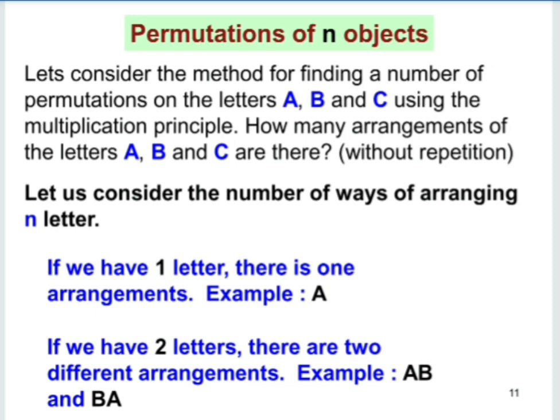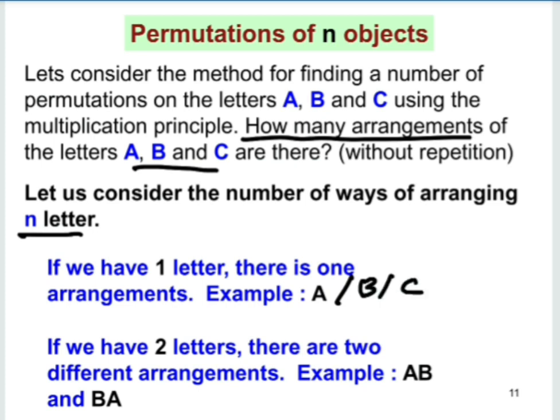Next we look at the permutation of n objects. Let's consider the method for finding the number of permutations of the letters A, B, and C. So we have 3 letters. We want to determine how many arrangements of the letters A, B, and C there are, without repetition. So let's consider the number of ways of arranging n letters. If we have 1 letter, there is 1 arrangement. For example, it can be A, it can be B, or it can be C.